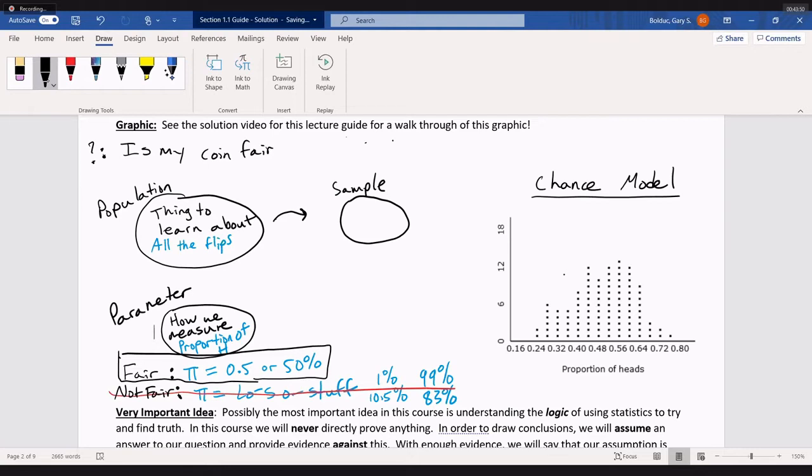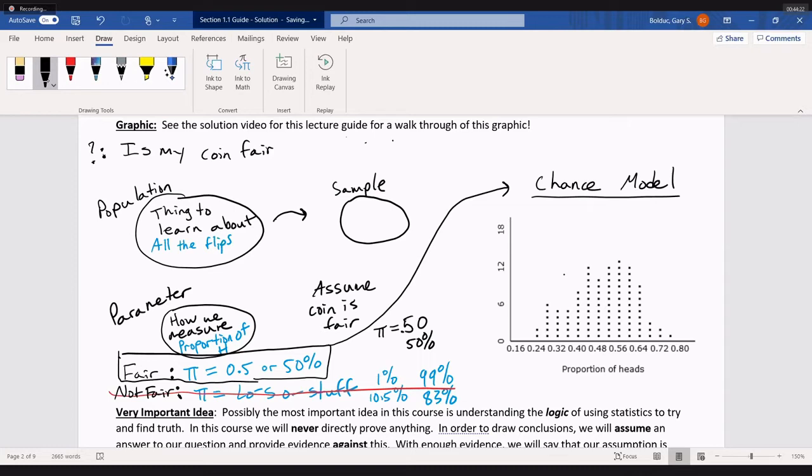So what I do is I say, okay, well, if my coin was fair, so at this point, to get to the chance model, go here, I am going to assume that the coin is fair. Okay, so I'm gonna just say, this coin I have here, I don't know, but let's assume for a moment that it is fair. What does that mean? It means that in the long run, it should get heads 50% of the time. Okay, I think we can all agree about that.